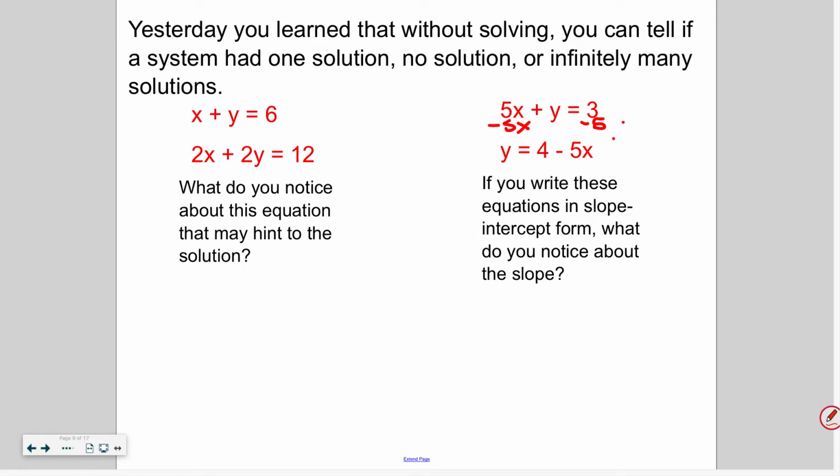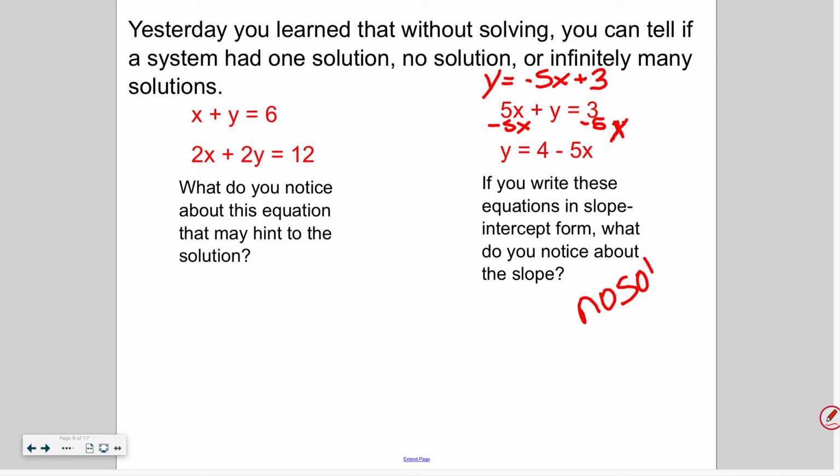y equals negative 5x plus 3. So what do you notice now about those two equations? Their slope is the same, and what do you see about their y-intercept? So what's the solution? No solution.